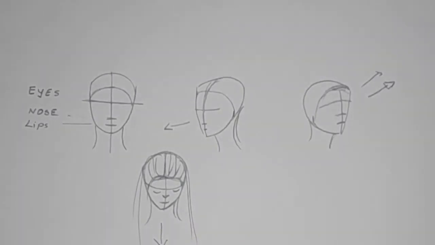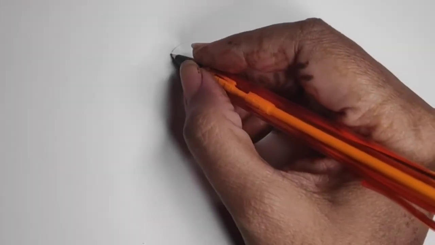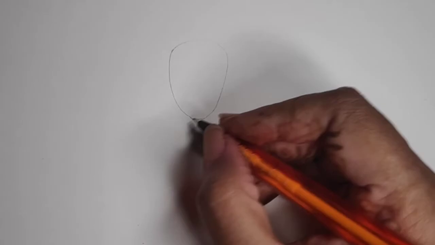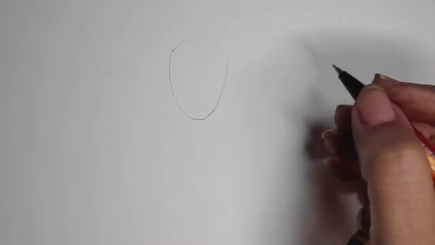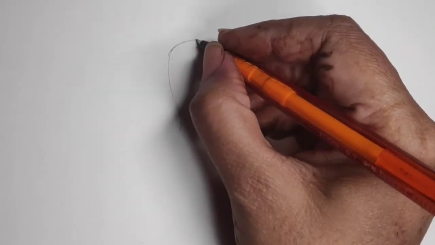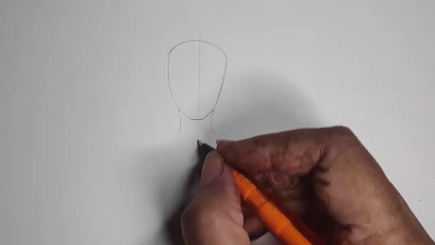Okay, now these are your general basic guidelines. I'll show you in detail. So as I said, starting first with the oval shape, give your neckline. Always draw the axis of symmetry in the center, something like this.